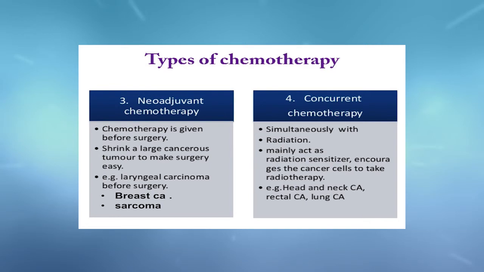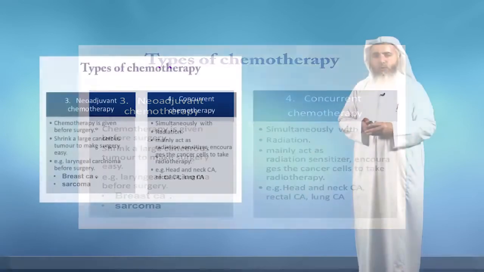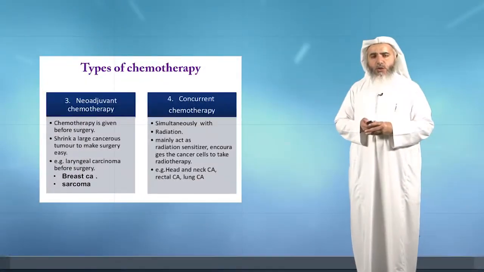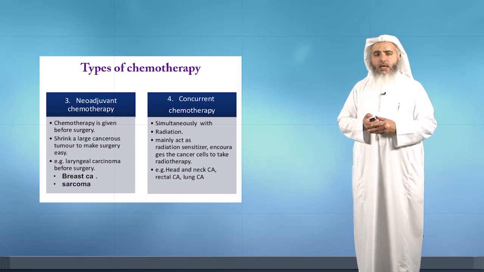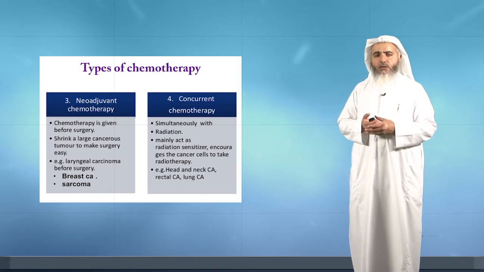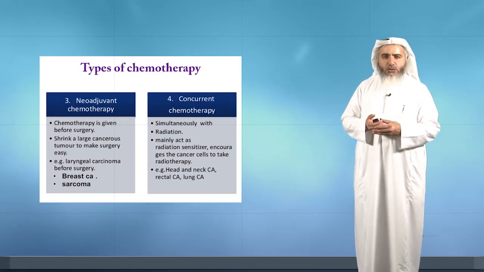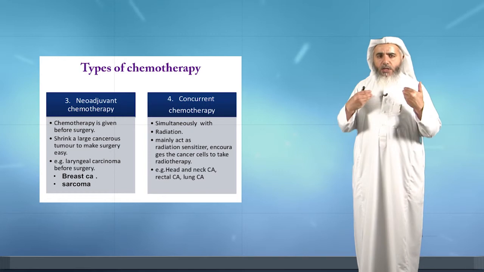Sometimes chemotherapy can be given concurrently with radiation. This is the most common addition, when chemotherapy and radiation are given together. The example for that is rectal cancer, where capecitabine is given with radiation before surgery. Another common example is head and neck cancer, where you give platinum-based or taxane-based chemotherapy in addition to the radiation to the head and neck.